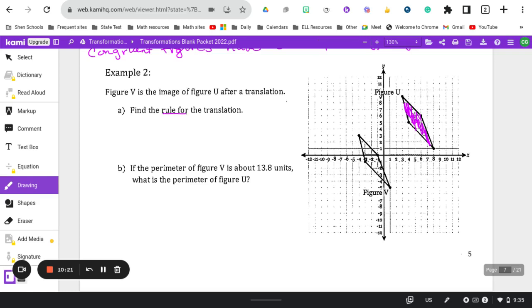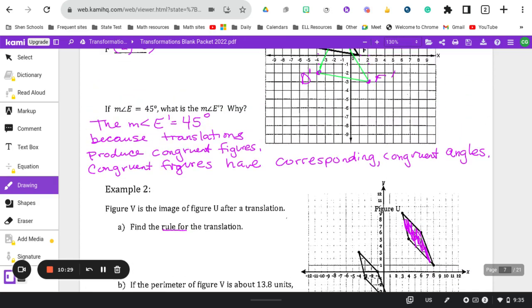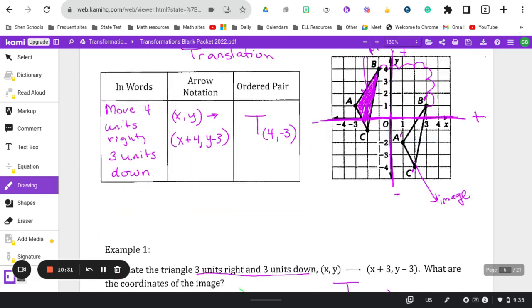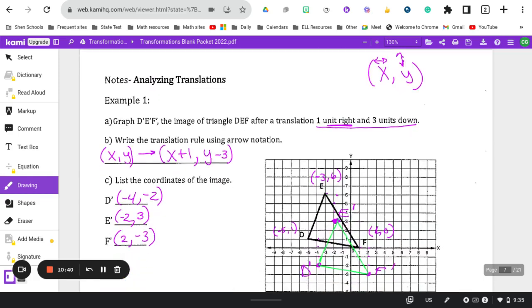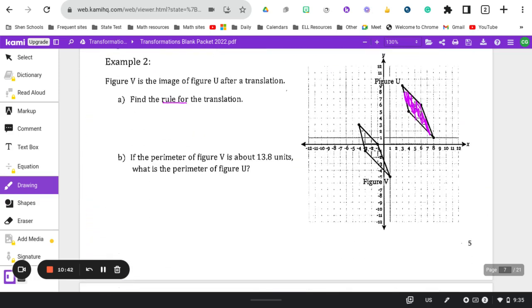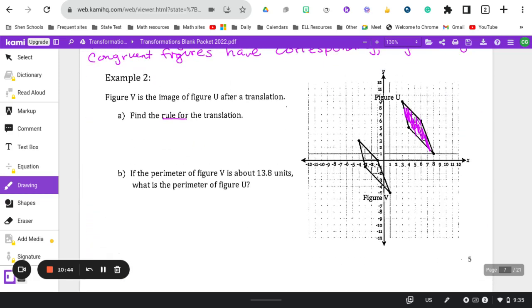So why don't you right now try to write the translation rule. And try to write all 3 ways, but if you can only get one of the 3 ways, that's fine. And again, your ways are right back on page 4 in the top there. In words, arrow notation, or an ordered pair. Come up with a translation rule of how do we go from figure U to figure V. Remember, we have to go to the matching point. Okay, so pause the video and write the rule.